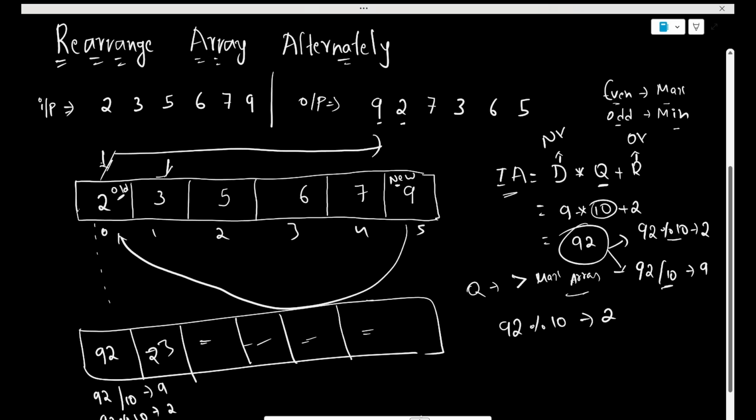What if the quotient is less than the max of the array? Then the percentile will not give the original answer. First, take this example. The input is 2, 3, 5, 6, 7, 9. The maximum of this entire array is 9. Yes, we will be taking 10 then. What's 2 percentile 10? Obviously 2. 3 percentile 10, 3, and so on. 9 percentile 10, 9.